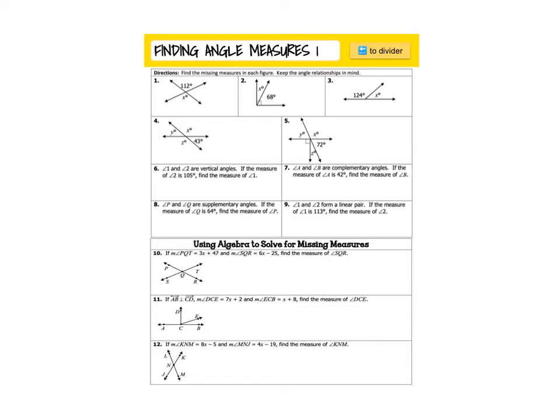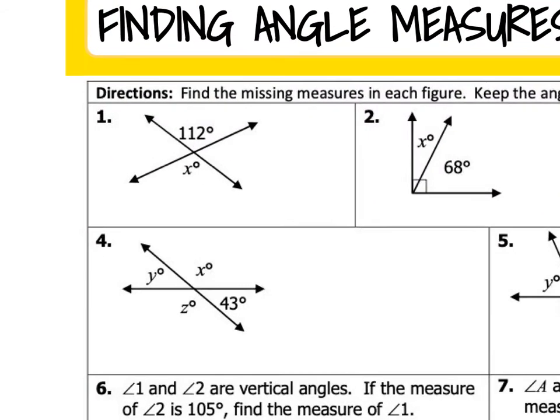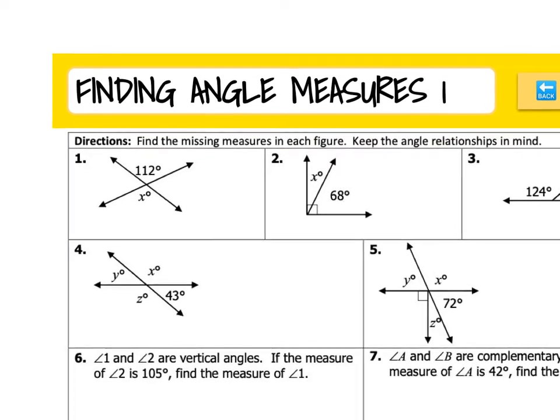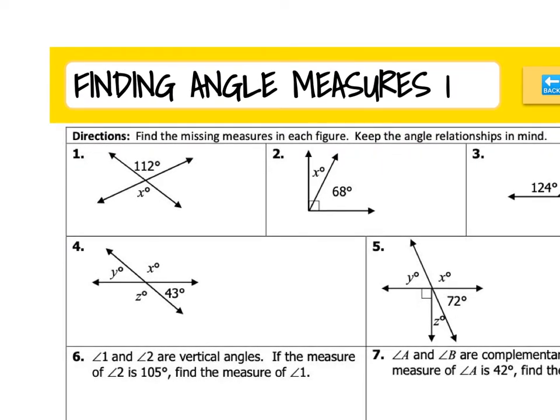All right, I'm gonna go over all the odd numbers. That means all the even numbers are yours to practice. So let's go over number 1. The direction says find the missing measures in each figure. Keep the angle relationships in mind. So you need to use what you already know in order to solve these problems.